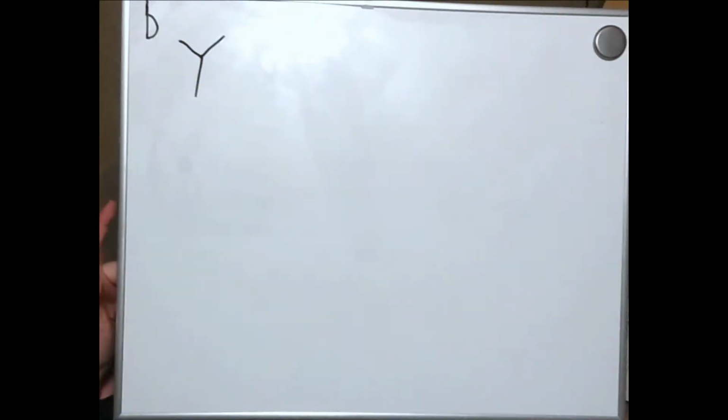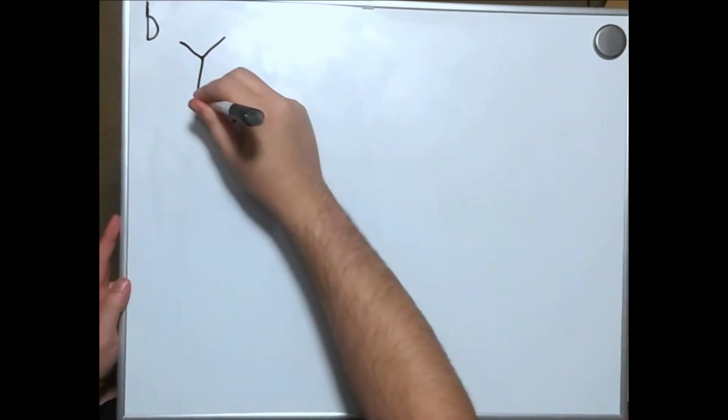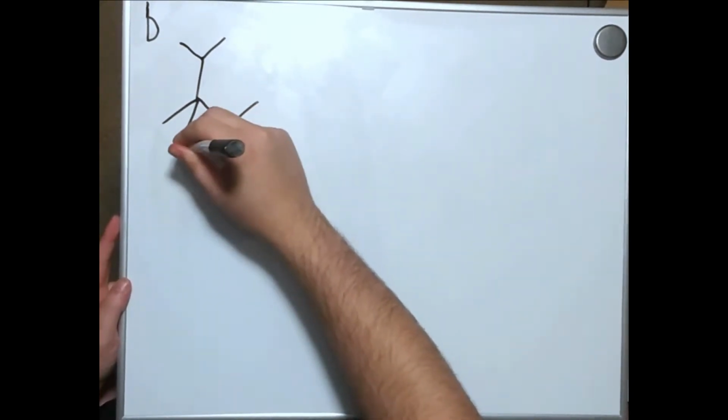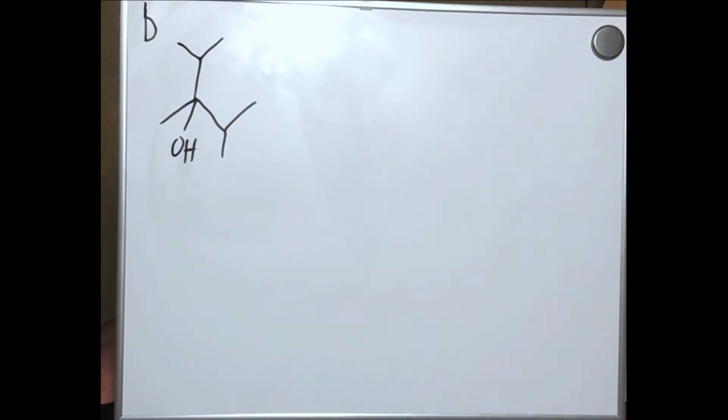Part B gives us a 2,3,4-trimethyl-3-pentanol and wants us to make a ketone and 3-methyl-2-butanone. So wait, we need to turn one molecule into two? How on earth do we do that?